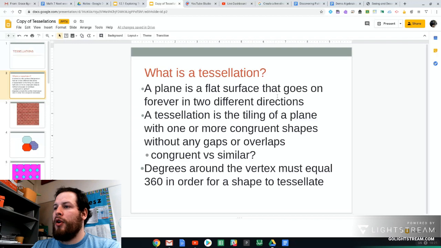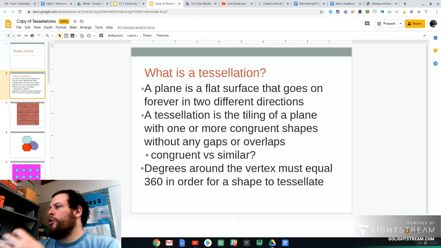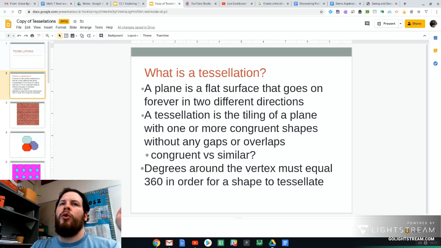is. A plane is a flat surface that goes on forever in two different directions. You could just imagine your wall or your floor, things like that, it's one surface. A tessellation is something that tiles that plane, which means it puts physical tiles on the plane that you're looking at.